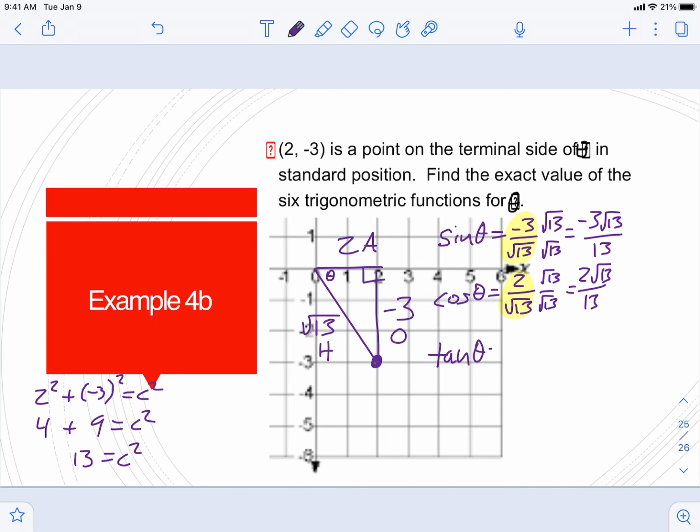And then tangent is going to be opposite over adjacent. All right, then our remaining trig ratios, cosecant, that goes with sine. So we'll just take this one and flip it and make it negative root 13 over 3. Secant goes with cosine, so we'll take this one and flip it and make it root 13 over 2. And then cotangent, that goes with tangent, that will become negative 2 over 3.